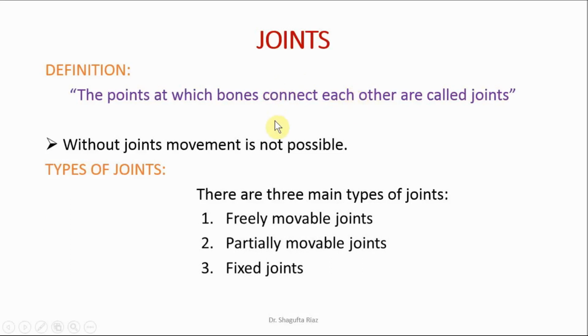They allow us to move our arms, our legs, even our neck, right? Types of joints. There are three main types of joints, that is freely movable joints, partially movable joints, and fixed joints. Fixed joints are also known as immovable joints. As their name shows, freely movable joints allow movement of that particular bone or part of our body very freely in almost all directions. Partially movable joints allow a very little bit of movement, and fixed joints or immovable joints don't allow any kind of movement.